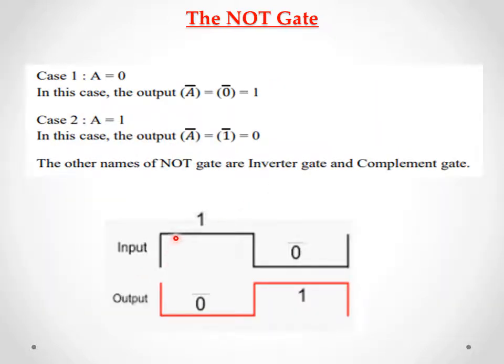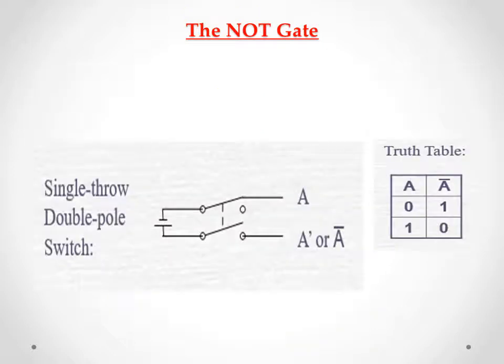In the waveform representation for NOT gate, when the input is high, the output is low. When the input is low, the output is high. This is the waveform representation for a NOT gate. The other name for a NOT gate is an inverter gate or complement gate.